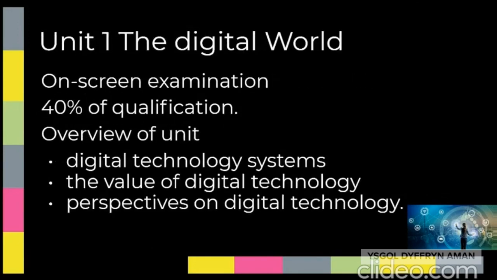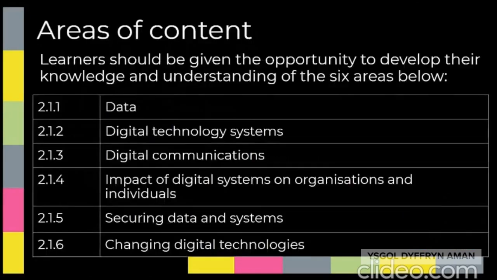The digital world, which is Unit 1, is the theory-based unit. This unit involves an on-screen examination with a variety of questions from multiple choice to essay-style questions. It has a weighting of 40% of the qualification. To break this down further, within this unit, we will be covering 6 main topics.